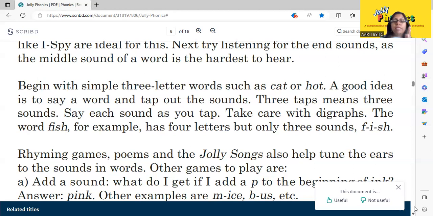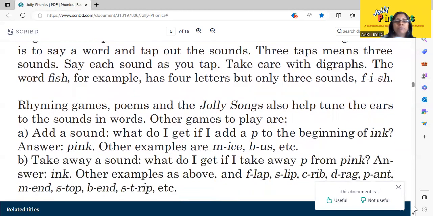For example, B and L. B and L together make a blend, and that's blur. If it is S and H, it is not "s-her", it is sure. So it is a digraph. Very simple, in very simple words.